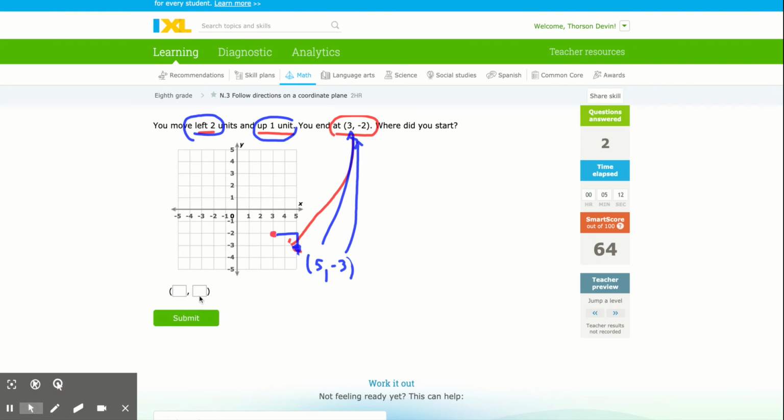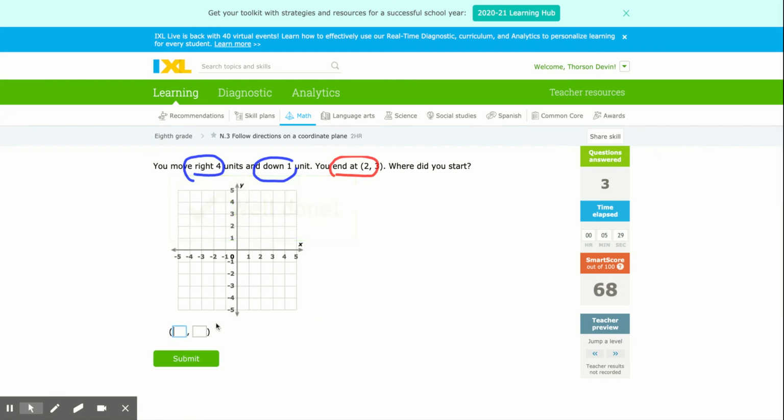But the mistake a lot of you will make is you'll get in the habit of just quickly doing the problem and you're going to go the wrong direction. So read carefully. I ended at 3, -2. I didn't start there. So I kind of do the opposite of what it said I did to get to 3, -2.